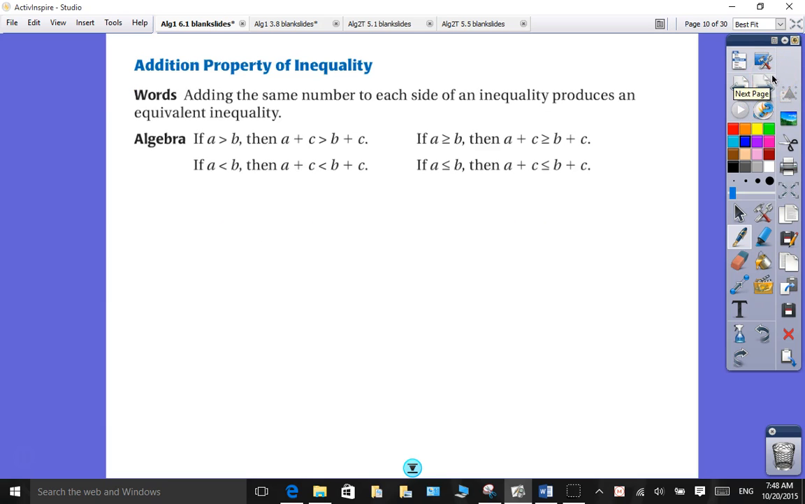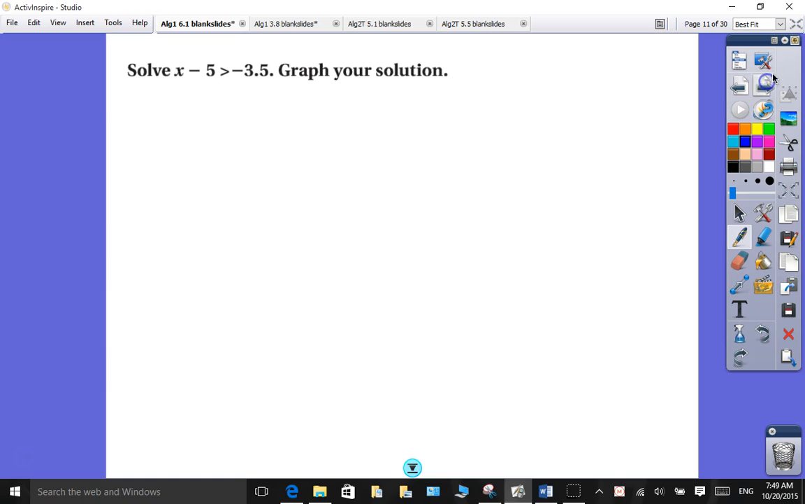Okay, now we get into these properties of inequality. The addition property of inequality is the same as the addition property of equality, which is you can add the same thing to both sides and it doesn't change the inequality. It's still valid. And you should copy that for that homework.